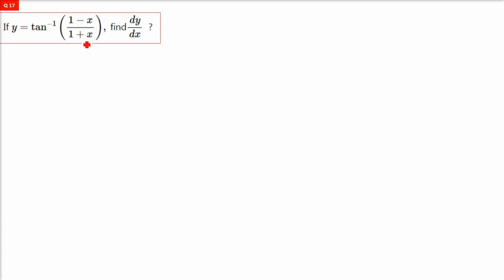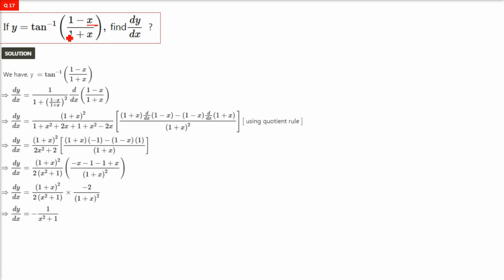y is equal to tan inverse of (1 minus x) by (1 plus x). We have to find dy by dx. So you can put x as something, as we have seen in the earlier questions also. But we'll not do like that. We are going to apply the normal differentiation. Okay. If you put x as something, there will be one more step. First you have to put something, say x we will put as cos 2 theta.